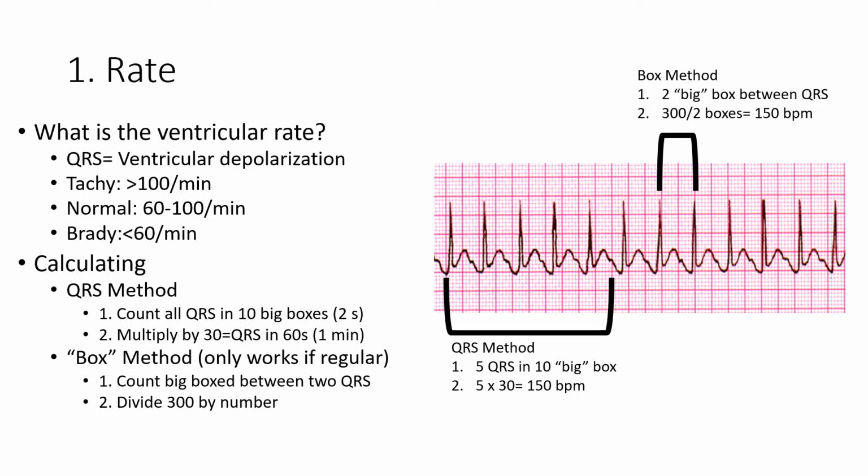But here you could see if there was only one box between these two QRSs, that would be a heart rate of 300. 2 boxes is 150, 3 is 100, 4 boxes is 75, and 5 would be a heart rate of 60.